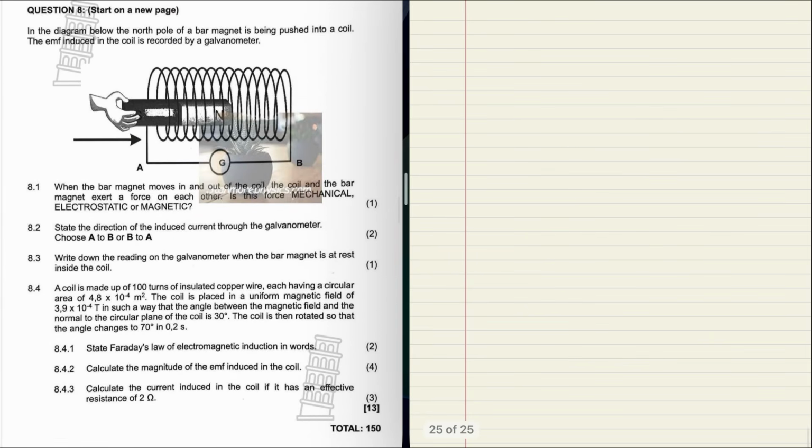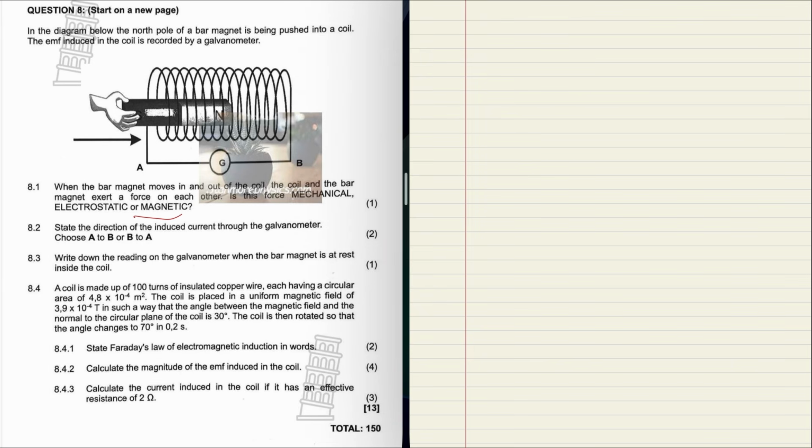Question 8, the last question in the paper. In the diagram below, the north pole of a bar magnet is being pushed into a coil. The induced EMF in the coil is recorded by the galvanometer. When the bar magnet moves in and out of the coil and the bar magnet exert a force on each other, is this a mechanical force or a magnetic force? It is a magnetic force.